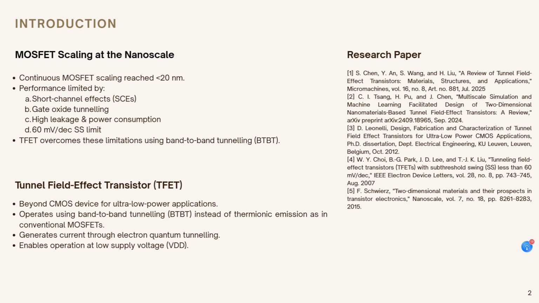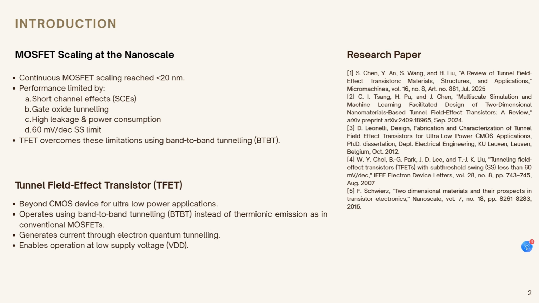The second challenge is gate oxide tunneling. To maintain gate control, the gate oxide has become extremely thin. When its thickness approaches only a few atomic layers, electrons can tunnel directly through the oxide. This produces gate leakage current, which increases static power consumption even when the transistor is switched off.